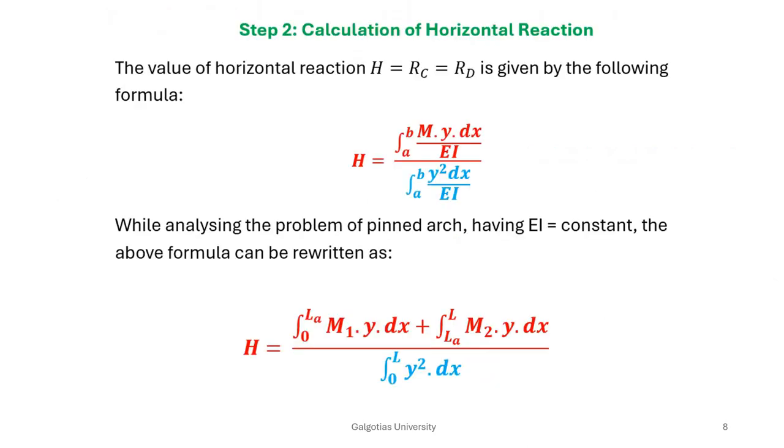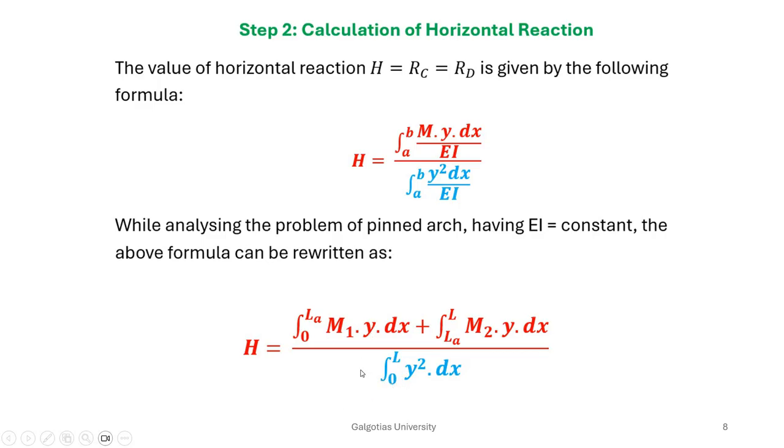Proceeding further, this is the strain energy expression for estimating the value of the horizontal reaction: H is equal to integral of M into y dx by EI divided by integral of y square dx by EI. Let me assume that EI is constant, that is, Young's modulus and moment of inertia are constant, so flexural rigidity EI is also constant. So we can rewrite the formula this way. Now note down the formula: H is equal to integral from 0 to LA of M1 y dx plus integral from LA to L of M2 y dx, divided by integral from 0 to L of y square dx.